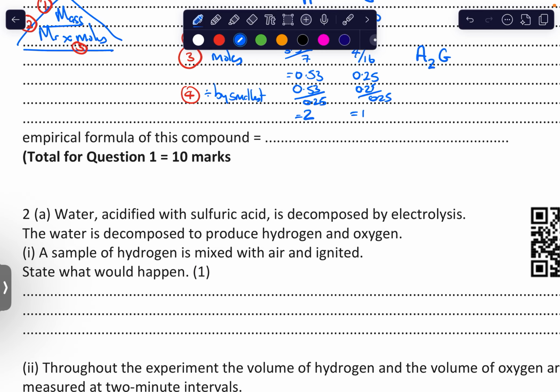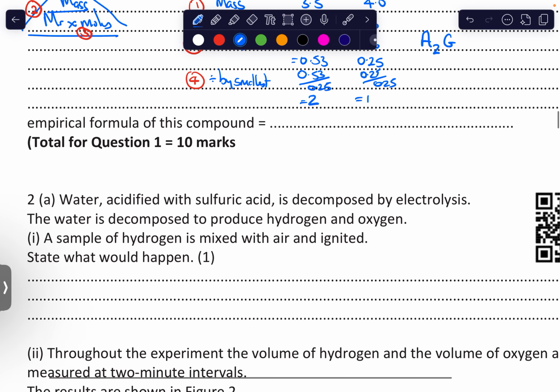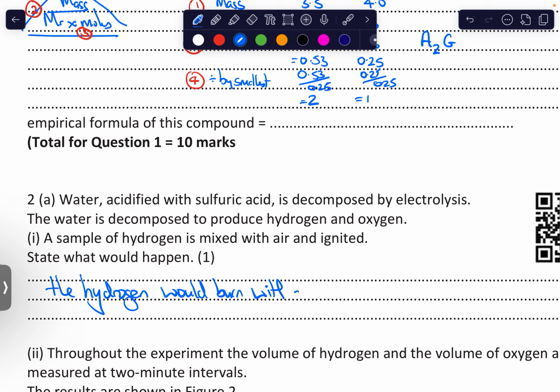Okay, so water acidified with sulfuric acid is decomposed. The water is decomposed to produce hydrogen and oxygen. A sample of hydrogen is isolated and mixed with air. What would happen? So here we can say that the hydrogen would burn with a squeaky pop.